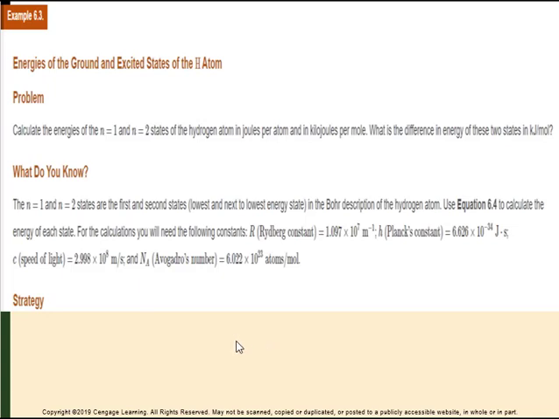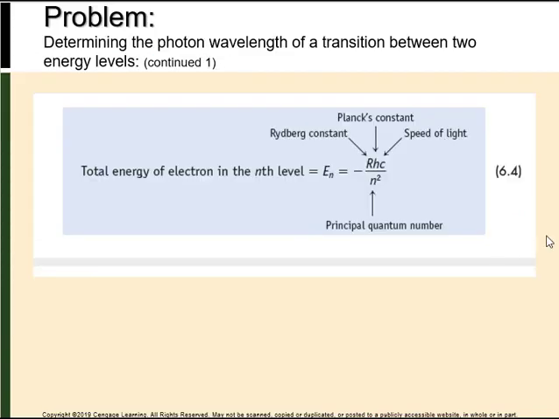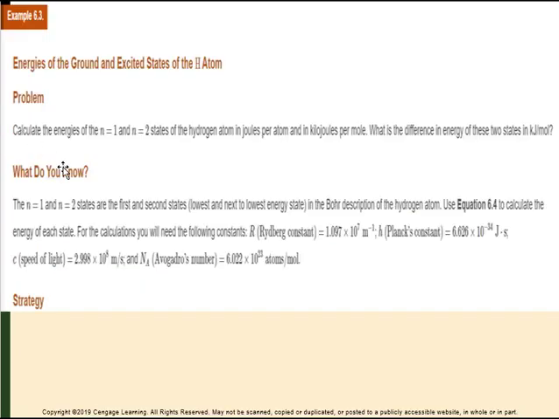So let's go back and think about that equation, E equals negative RHC, that we were looking at before we did those questions. Calculate the energies of the n equals 1 and n equals 2 states of the hydrogen atom in joules per atom and in kilojoules per mole. What is the difference in energy of these two states in kilojoules per mole?